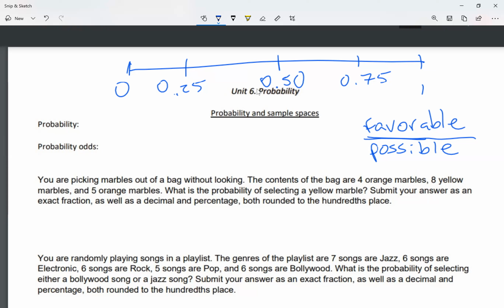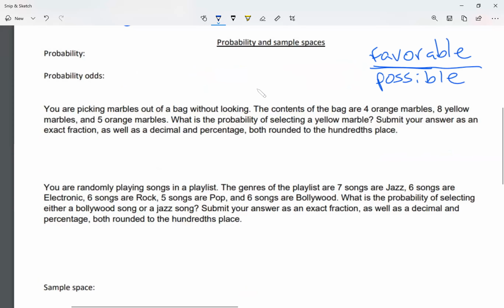We can write it as a decimal. We can write it as a fraction. We can write it as a percent. As a matter of fact, I'm going to be working with all three later today. So let's take a look at an example here.